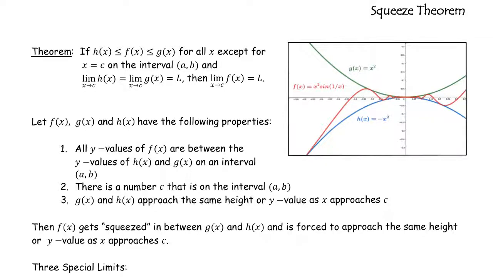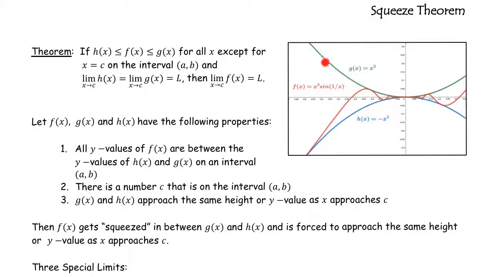Welcome to the squeeze theorem. So the squeeze theorem states that if f of x is somewhere between two other functions, let's say h of x and g of x, for all values of x except for a specific x coordinate, x equals c on the interval from a to b, and h of x and g of x have the same limit, that means f of x, which is between them, is going to be squeezed in between h of x and g of x.